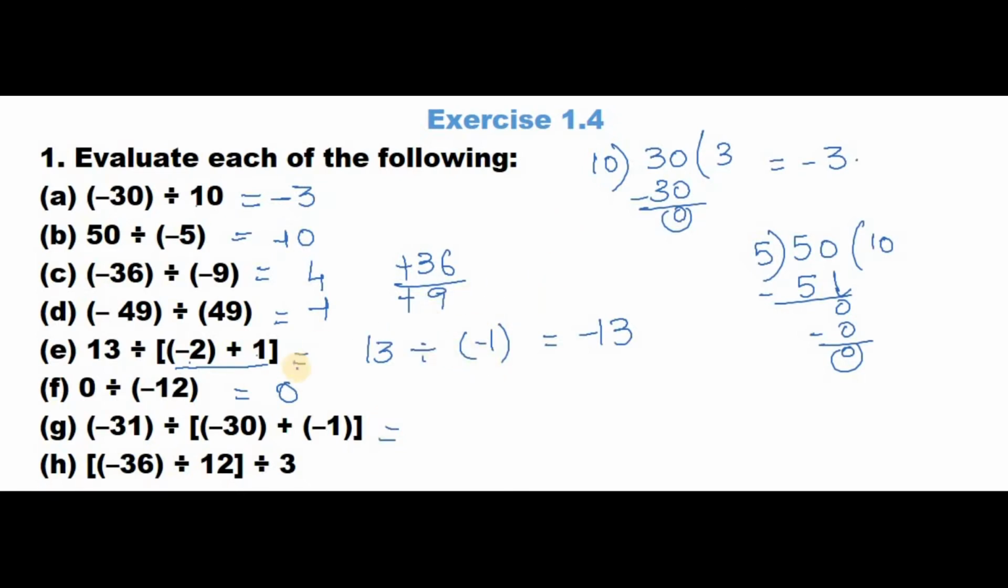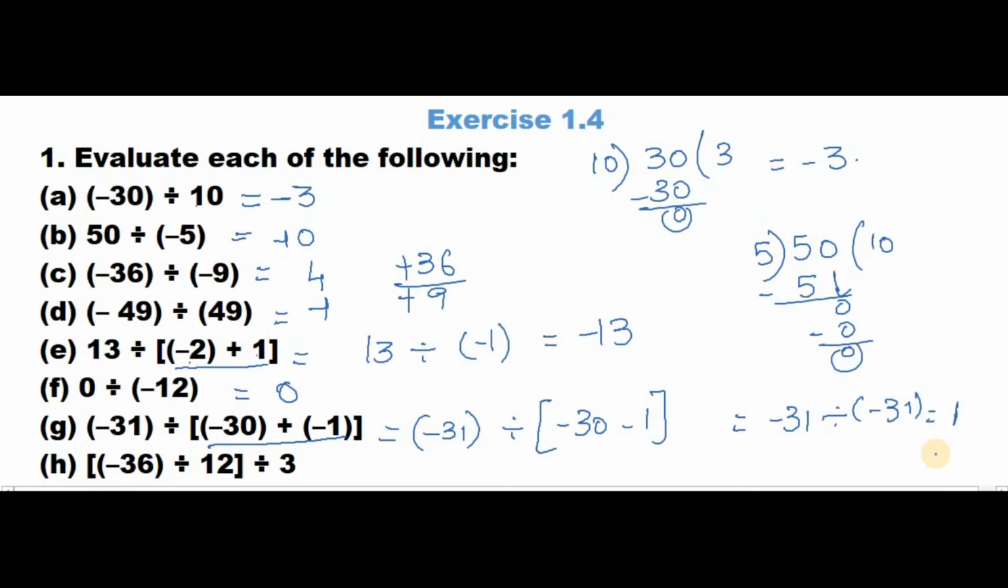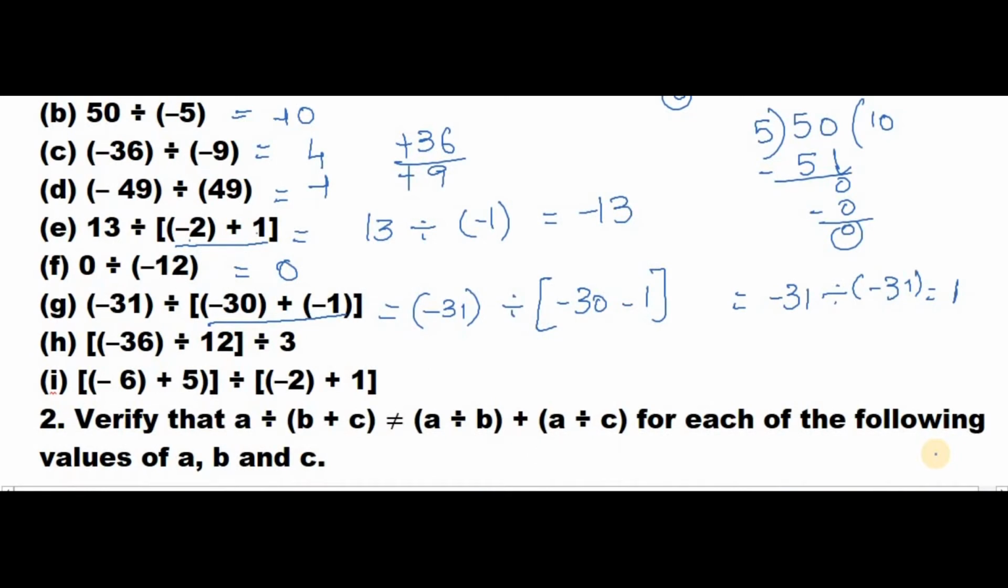Now coming to the next question, here he has given in the brackets very clearly minus 30 plus of minus 1. Minus 30 plus minus 1. So both belong to the same symbols. Minus 31 divided by minus 31. If a number is divided by the same number, automatically we'll get 1 as the quotient.